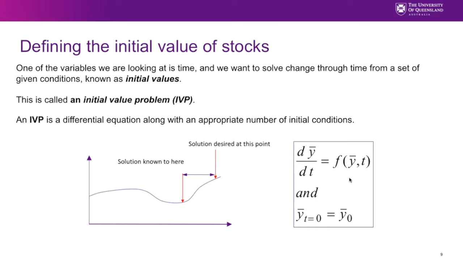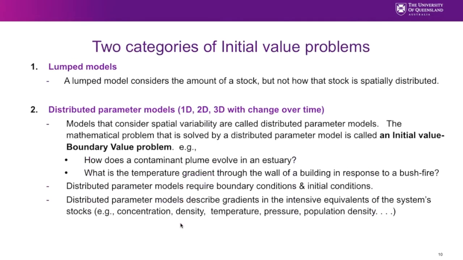So y is a set of matrices that need to be defined, and these are also the variables that will move through time. But for each of these variables, we need to define the initial value. All right. So we have two categories of initial value problems. We can also discuss lumped models and distributed parameter models.